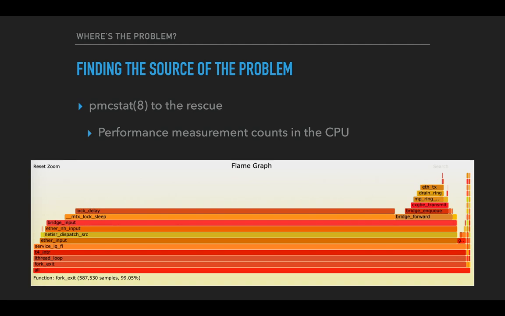And then bridge input spends a little bit of time in bridge forward, over off to the right of the flame graph, and bridge forward queues packets for transmission, which calls CXGBE transmit, which is a network driver transmit function, so that all makes sense. But we seem to be spending most of our time in a function called MTX lock sleep, which calls lock delay. Delaying things while you're trying to transmit as many packets as possible, probably not a good thing.